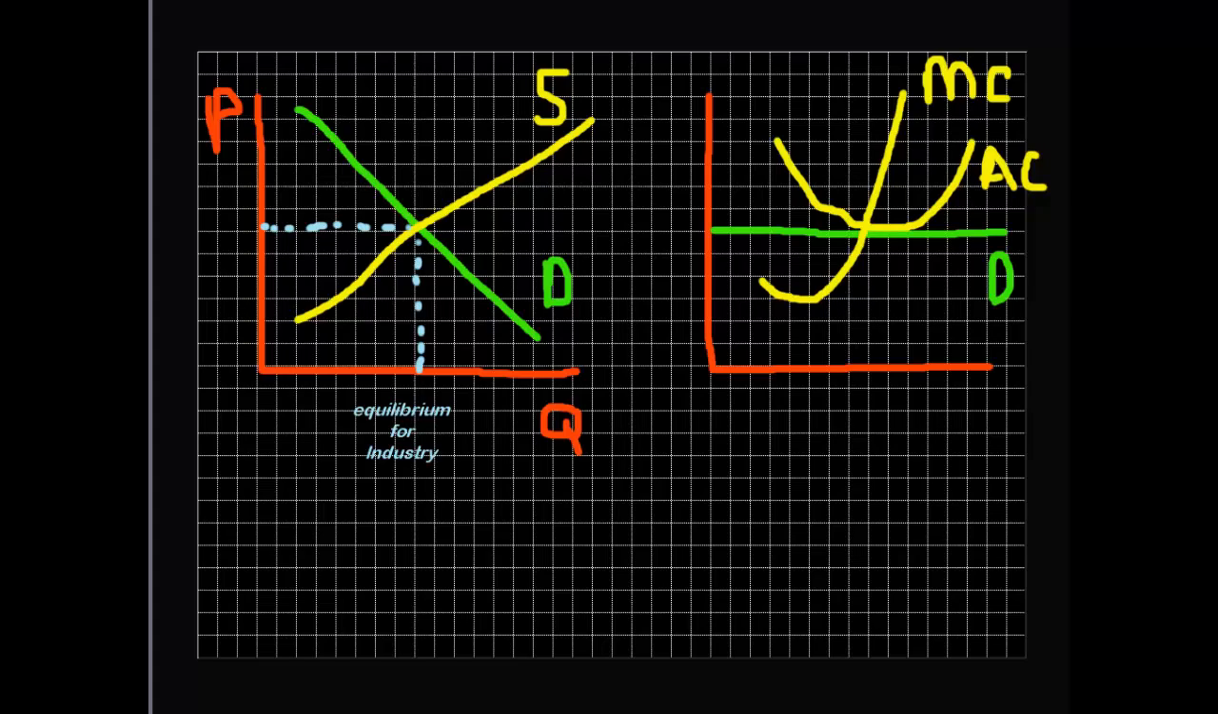And at this particular point, what you would see is that we have an equilibrium for the firm. The price is exactly equal to the marginal cost. The price is equal to the average costs. There are no economic profits. There is no economic profit in this situation, but there is an accounting profit. And we'll talk about that a bit more in the next video.